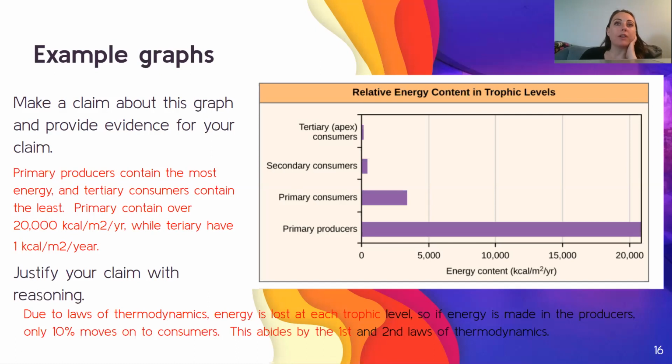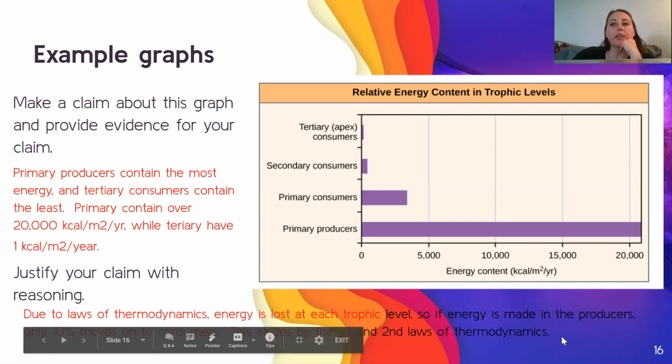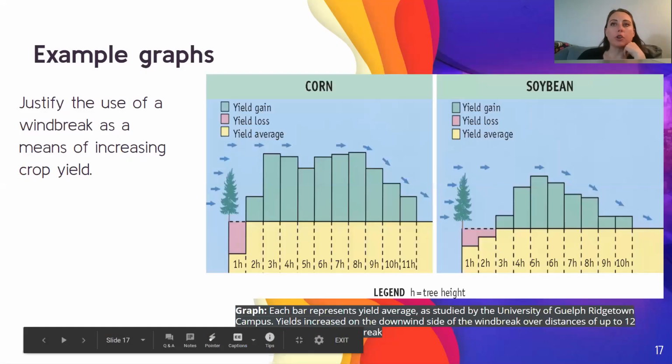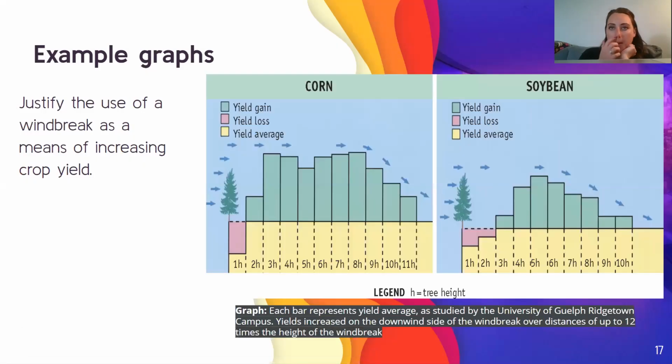That's also why we don't have any quaternary consumers. The ocean sometimes has quaternary consumers just because it's so vast. There's so much energy, but most food chains and food webs do not. Let's take a look at another example. I'll give you a few minutes to look over the graph because this one's a little bit harder, I think.